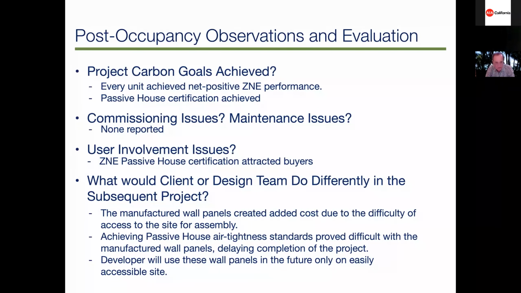I think he learned his lesson about that. Anyway, on the user involvement issues, I'm saying that the Passive House certification was another feature that's attracting buyers for this developer's projects. So he's sitting very well in terms of what he does, what he produces.